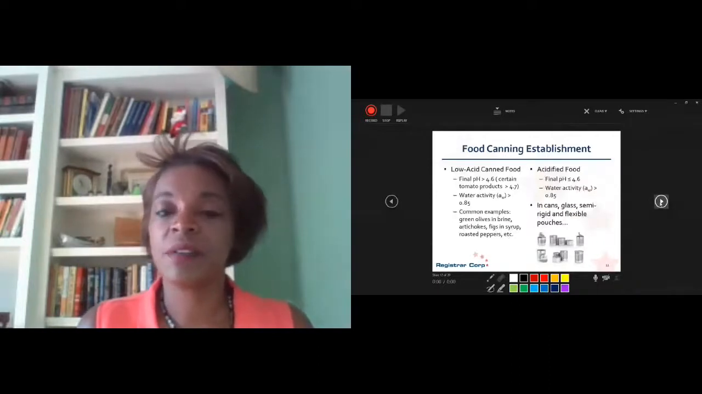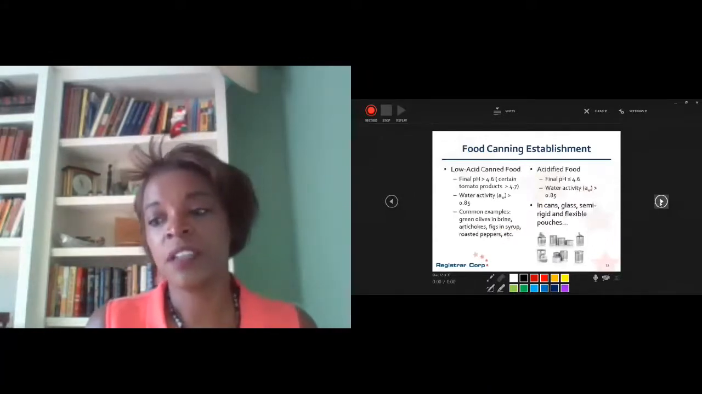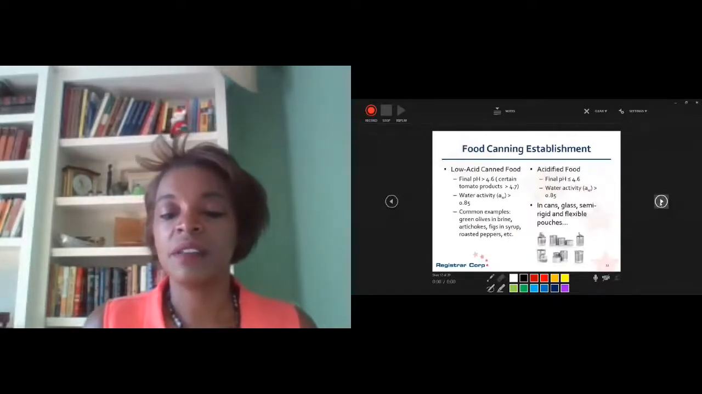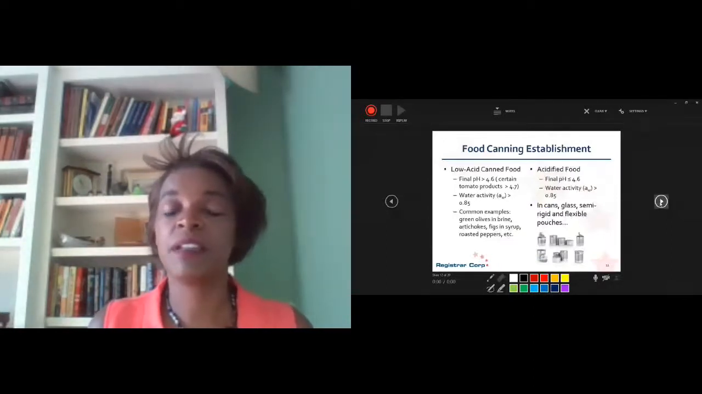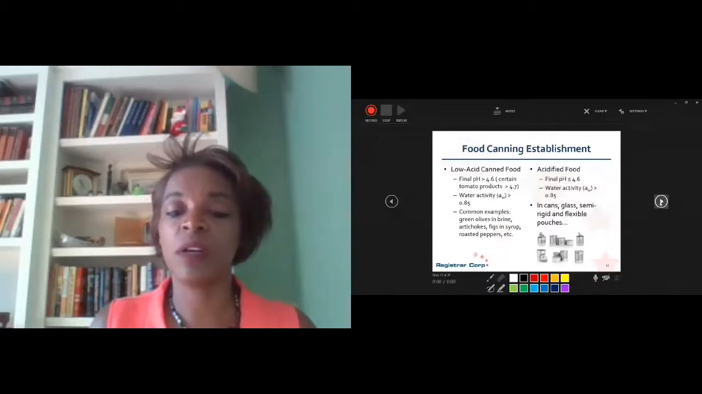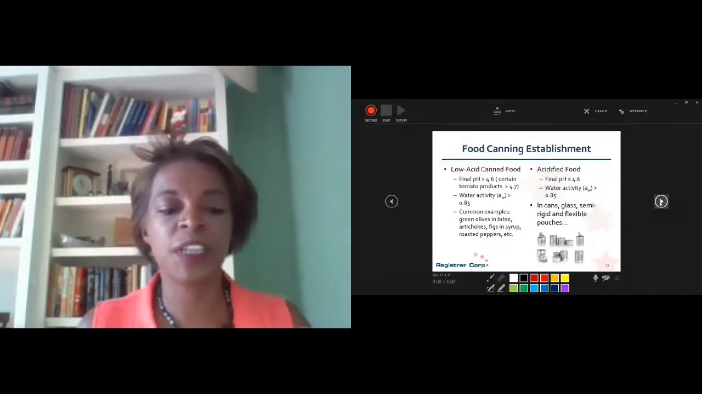A big indicator is if your product is in a can, a glass, or a semi-rigid or flexible pouch. But the final indicator is going to be actually your pH and water activity. So often it's important not only to know if your product is required to have a food canning establishment registration, but it's important to know if it's not, because a lot of times these products come in the port and they're in a jar and the pH balance is a certain level and the water activity is a certain level. It makes them exempt from food canning establishment, but there's no document saying that.